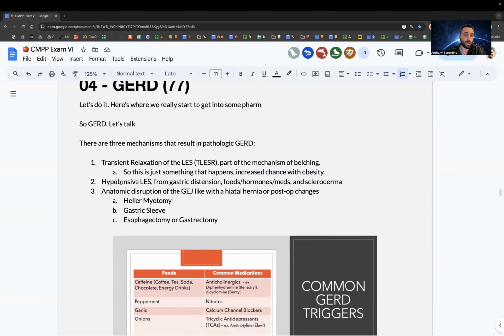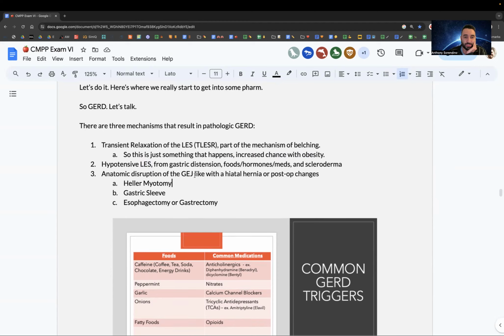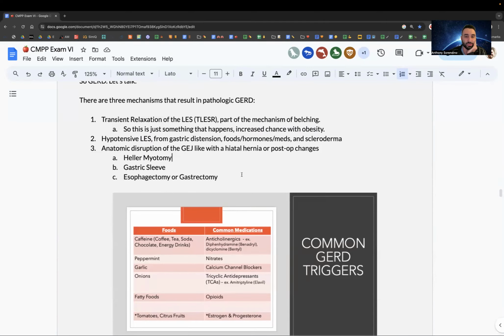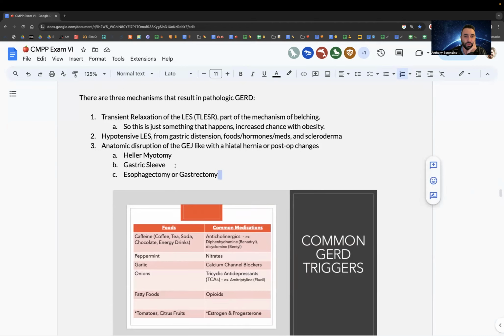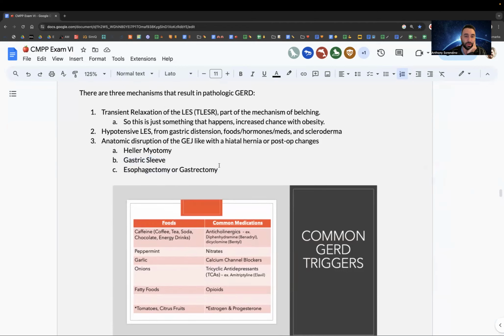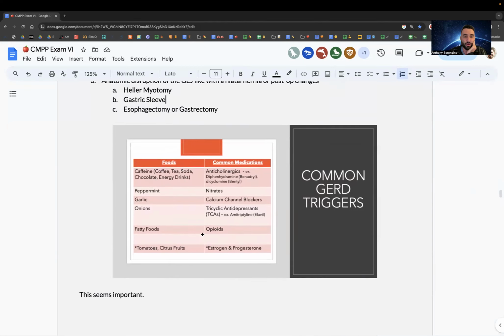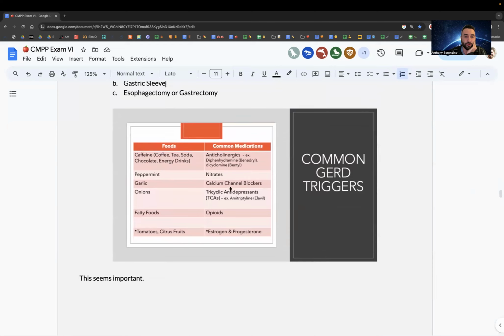You can also get a hypotensive lower esophageal sphincter from gastric distension. So that's going to open it up a little bit, et cetera. You can also have an anatomic disruption, like with a hernia or post-op changes. Like if you have a gastric sleeve, which is a bariatric surgery, then you could have some GERD after that.